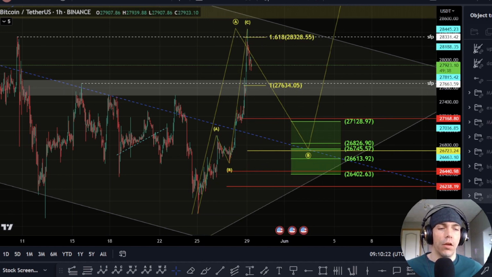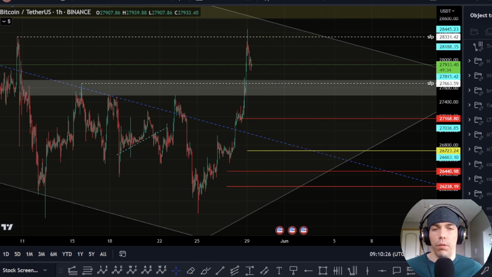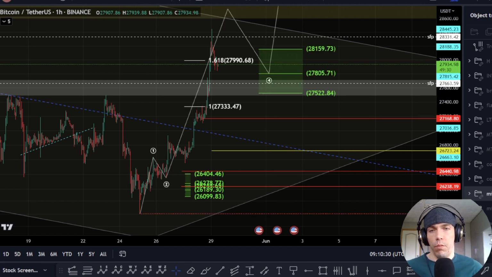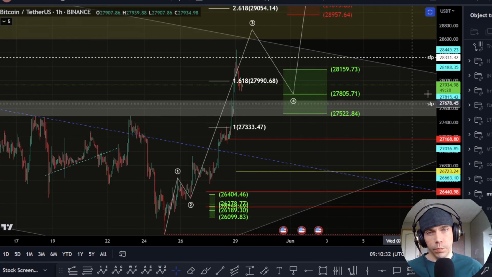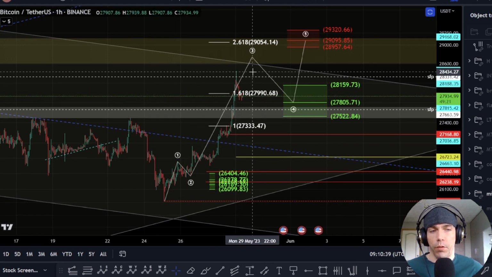Now, if this is actually an A, B, and a C as a flat correction, what we were talking about is a couple of things here. We were talking about the potential that we were seeing a 5-wave move. We were saying if we did move up past this 27,990, we could actually have a 5-wave sequence within here.